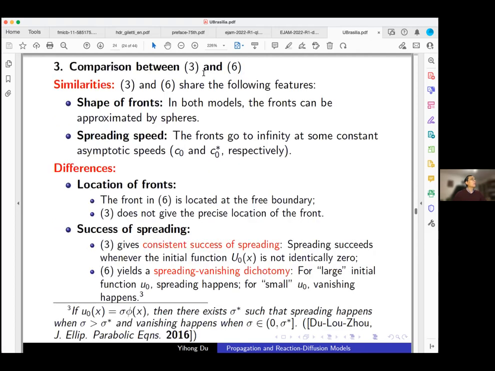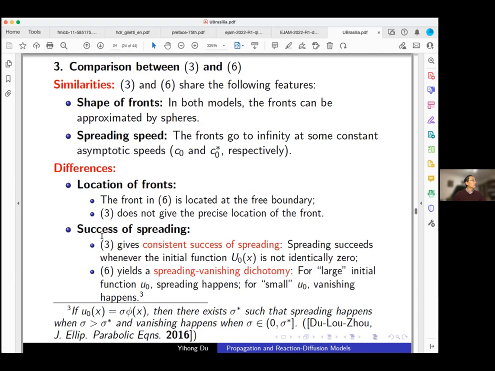So now if we compare 3 and 6, we find they have similarities. For large time, the shape of the front gets more and more like a sphere in high dimension. And both models give you a spreading speed. But there are also differences. Of course, the major difference is the following: 6 tells you the location of the front, that's the free boundary. 3 does not.